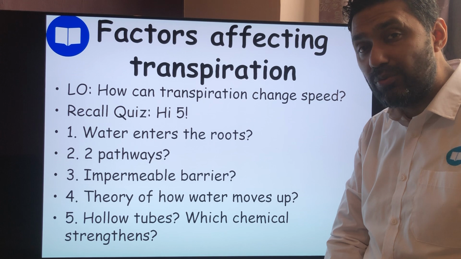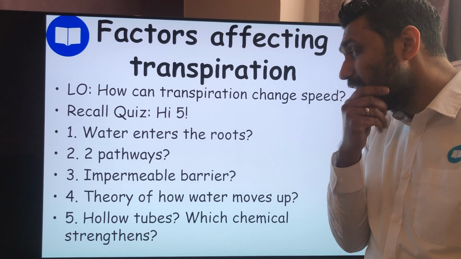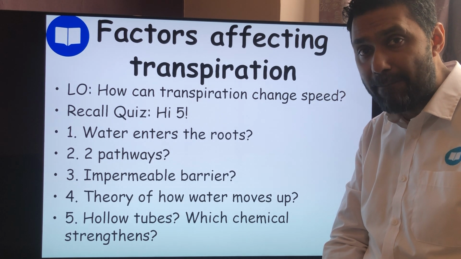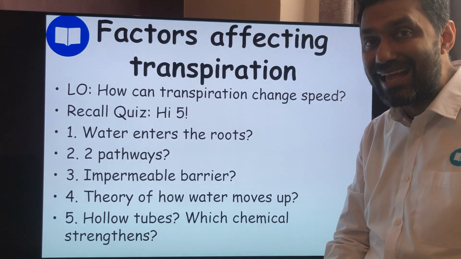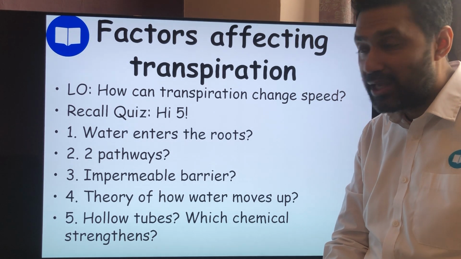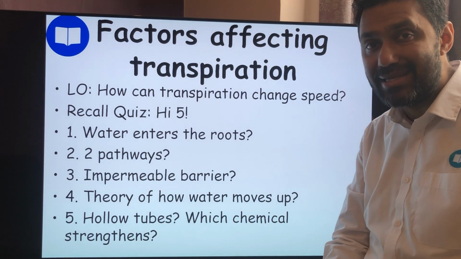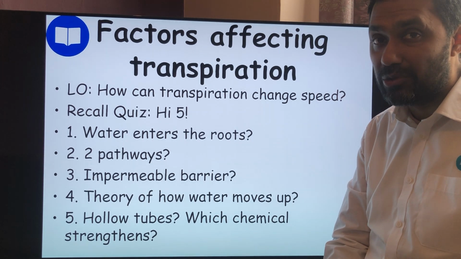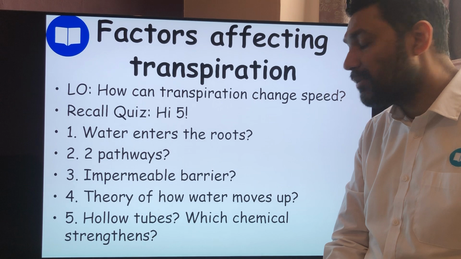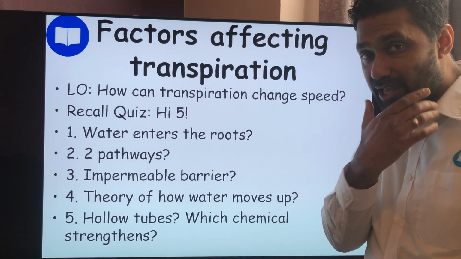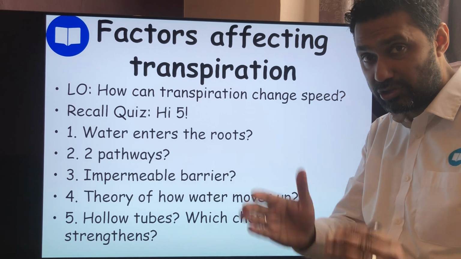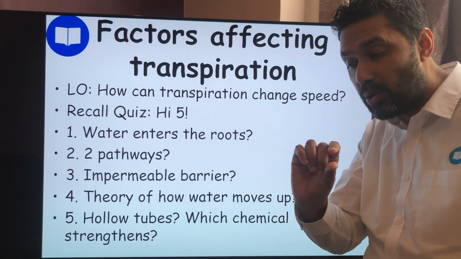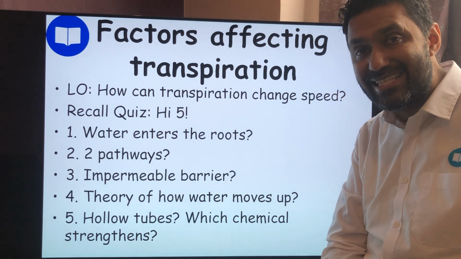So the 2 pathways then, once it's inside the cortex and the roots, it goes via the apoplastic pathway, also known as the cell wall pathway. And the second pathway is the symplastic pathway, also known as the cytoplasmic pathway. The impermeable barrier: once it gets to the endodermis, the water in the apoplastic pathway has to stop and diverge. It has to enter the symplastic pathway into the cytoplasm because there is an impermeable, impenetrable barrier. And that's known as the Casparian strip.